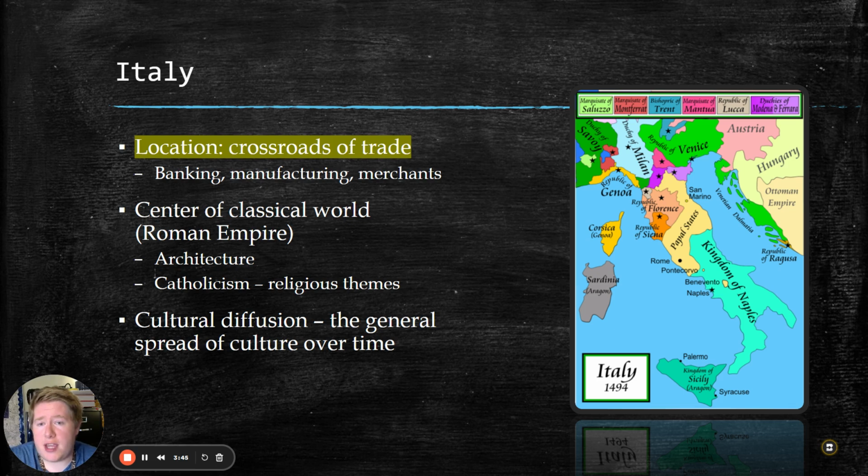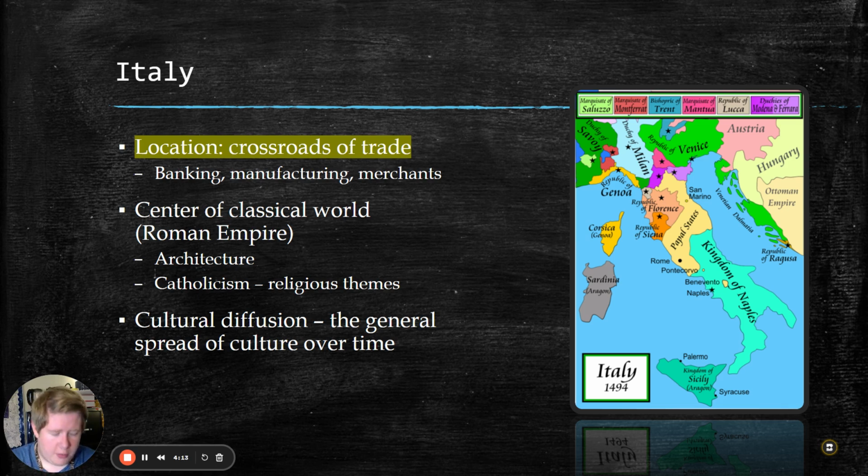And this is due to its location. It's a crossroads of trade. It's a center of banking, manufacturing, and merchants, mainly in the Mediterranean, because it was the center of the classical world, the Roman Empire. It's where Rome is. So it makes sense that this rebirth in any sense begins here, in one of the centers of the ancient world. It's also why we see Roman architecture and Catholicism and its religious themes being big parts of the Renaissance.